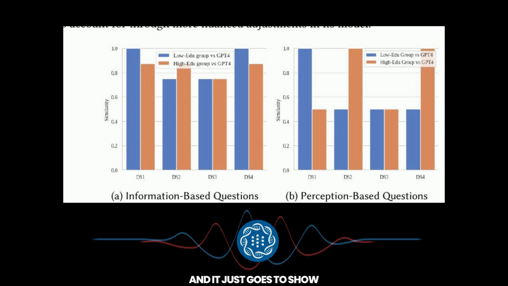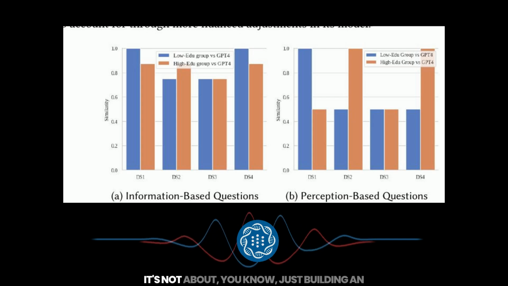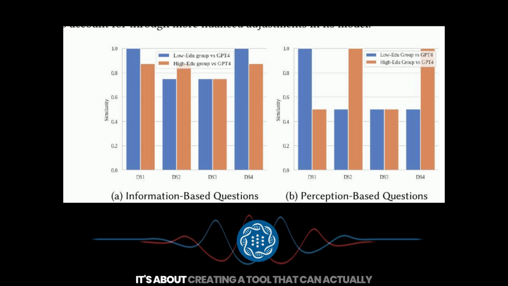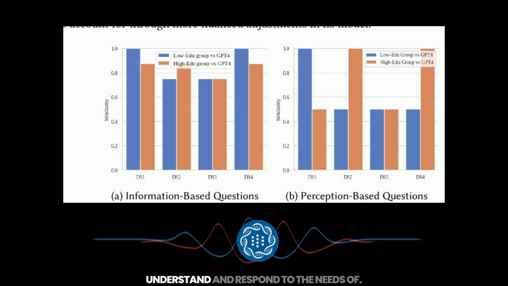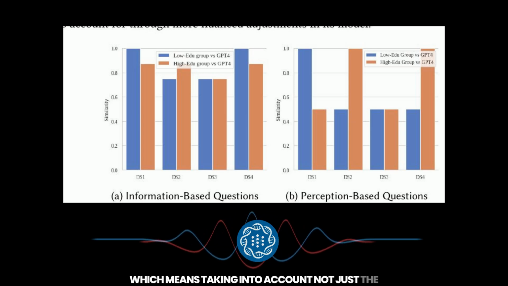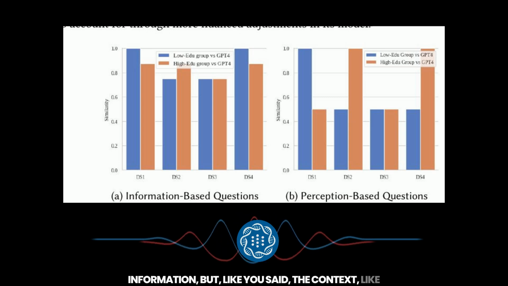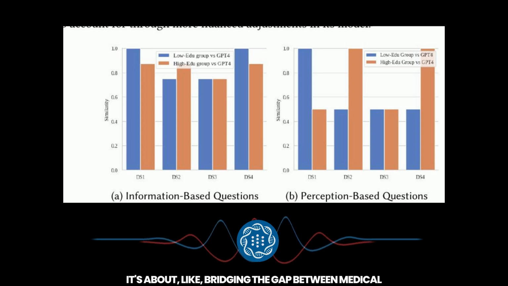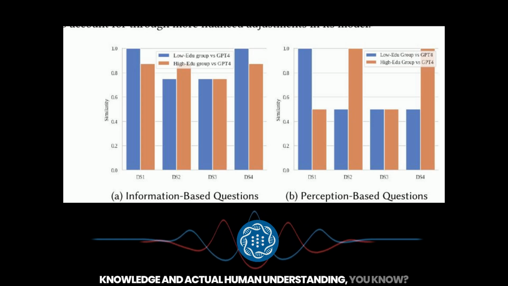And it just goes to show why this research is so important. It's not about just building an AI that can pass a medical quiz. Right. It's about creating a tool that can actually understand and respond to the needs of real people. Which means taking into account not just the information, but like you said, the context, like how the person is actually feeling. Absolutely. It's about bridging the gap between medical knowledge and actual human understanding.